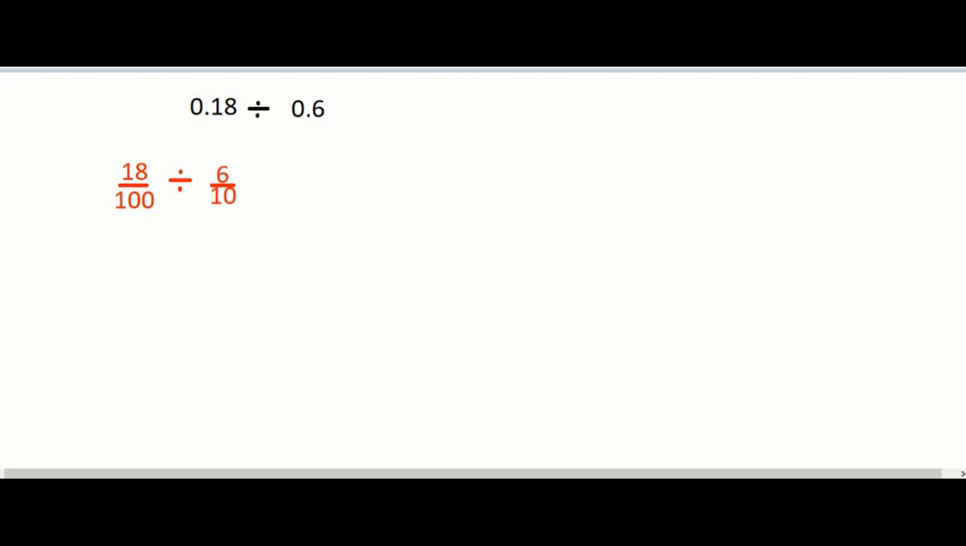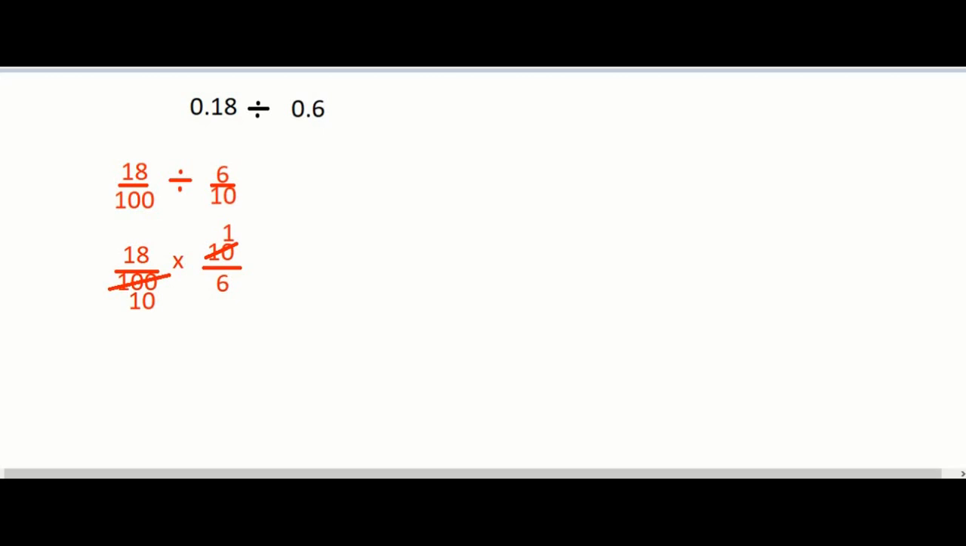We're going to keep the first fraction, change the sign to multiplication, then flip the second fraction. So we're going to interchange the numbers and have 10 over 6. So this 10 into itself goes 1 time, and 10 into 100 goes 10 times.